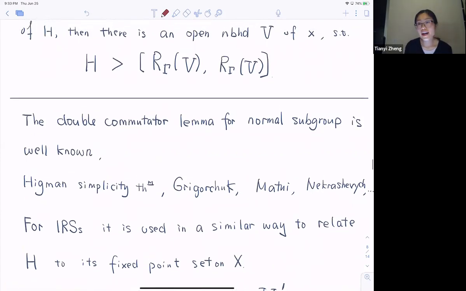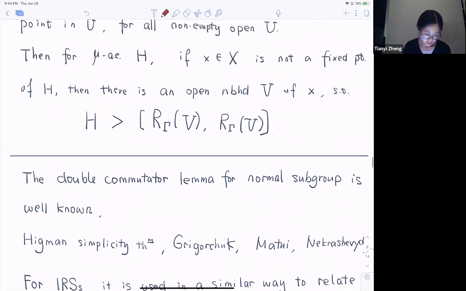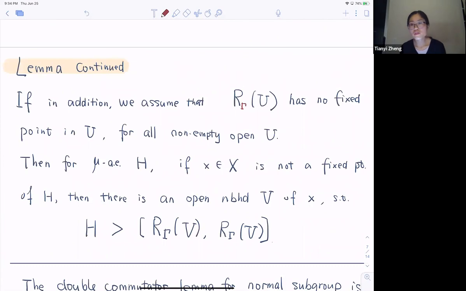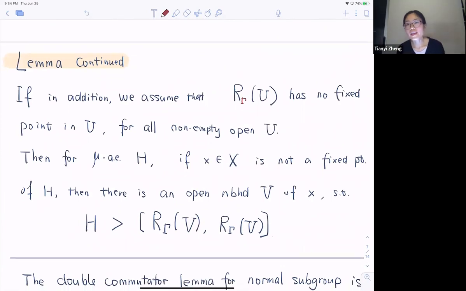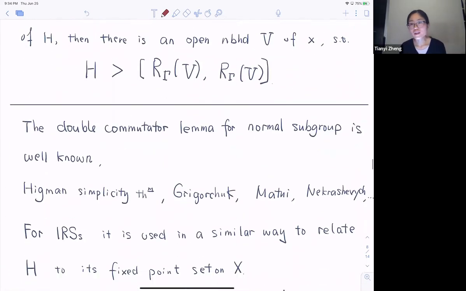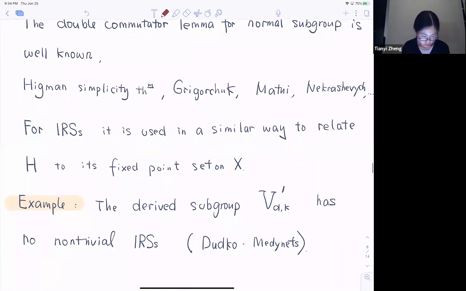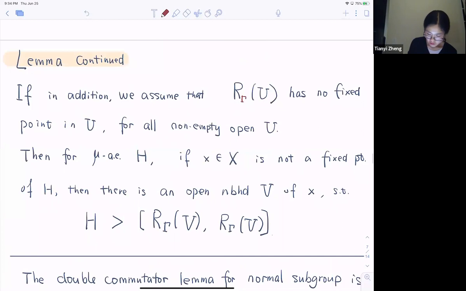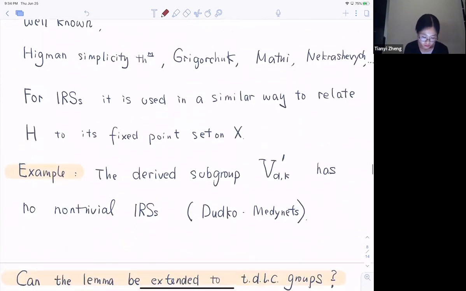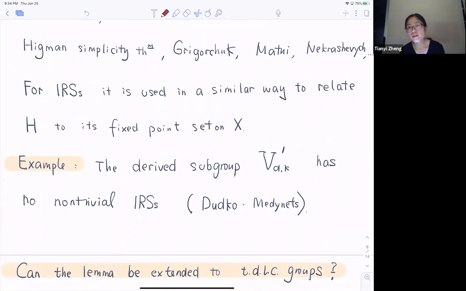I want to mention that for URSs, what are called uniformly recurrent subgroups, there is a very similar version of this lemma proved by Le Boudec and Nicolás Matte Bon. So these can be used to study topological dynamics. Using this version of the lemma, and the fact that for the Higman-Thompson group, if you consider its action on the tree boundary, there is no non-trivial invariant measure on the space of closed subsets, you can deduce that the derived subgroup of V has no non-trivial IRSs. This result was known by Dudko and Medynets. It was proved by some other method.